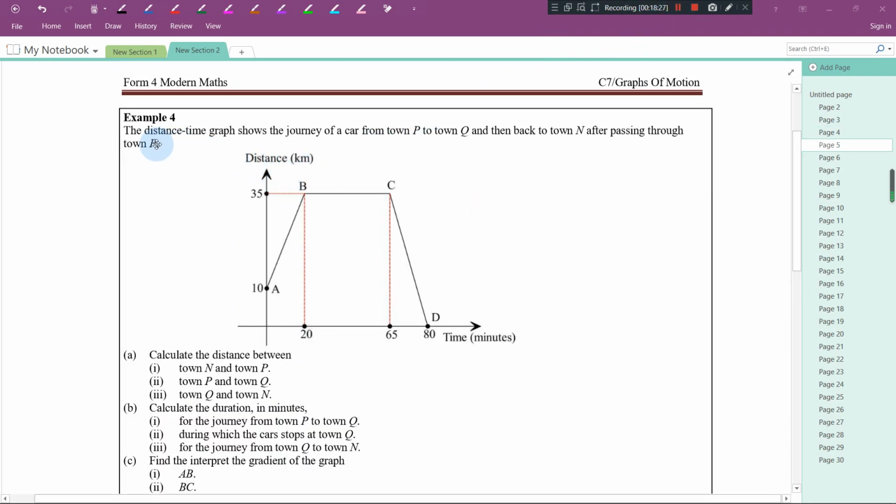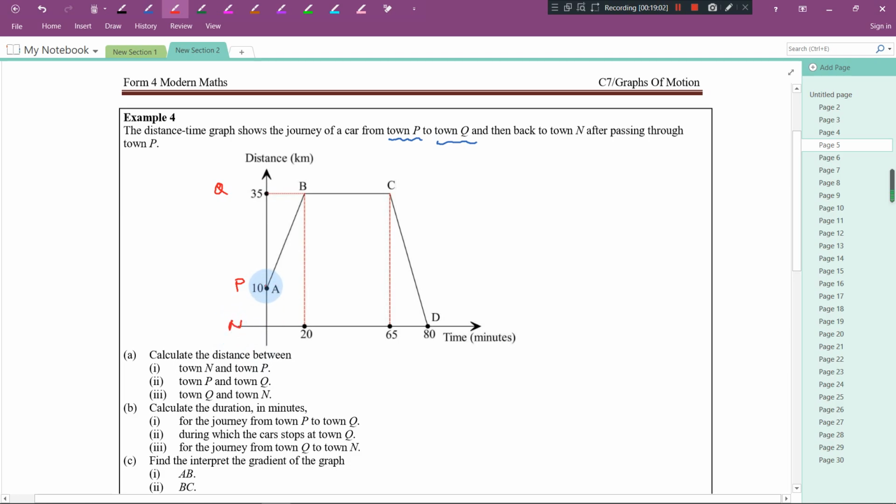Okay, let's look at this example. The distance-time graph shows a journey of a car from town P to town Q. So I will encourage you to write this, town P to town Q, onto the graph, so it's easier for you to answer the questions. Town P to town Q, and back to town N. So this is town P. I just label P over here, and this is Q, and here's N.